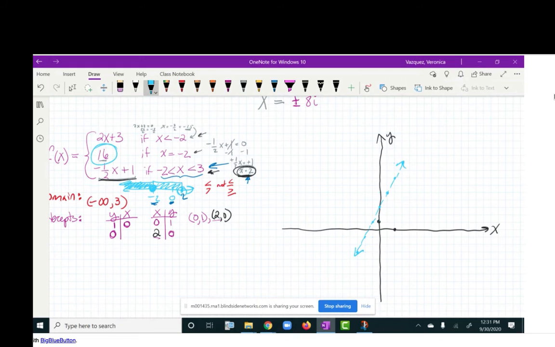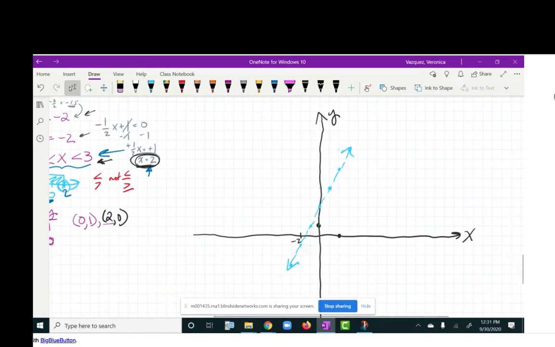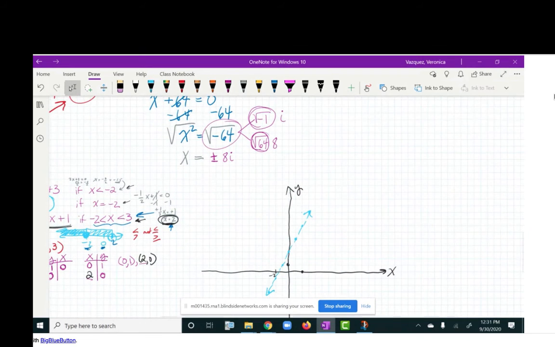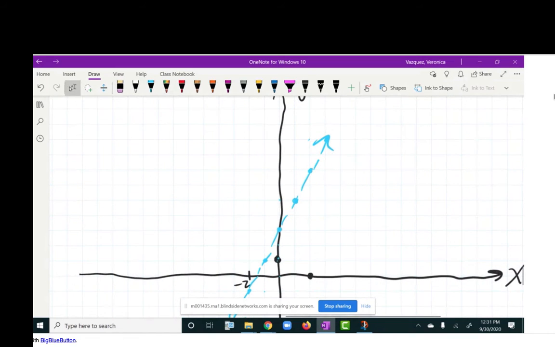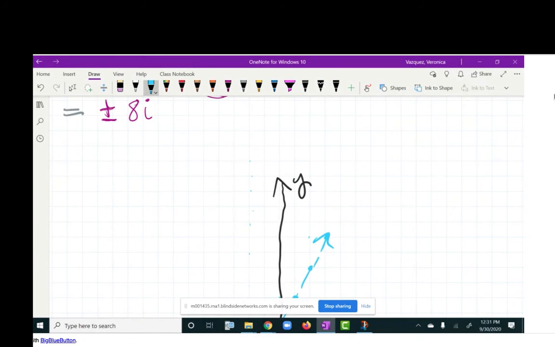Then I have this piece here. If x equals -2, y equals 16. So here's my -2, and y equals 16. So let me see if I gave myself enough space here. 1, 2, 3, 4, 5, 6, 7, 8, 9, 10, 11, 12, 13, 14, 15, 16. I've got a point right there.